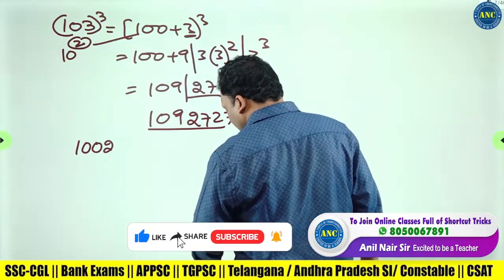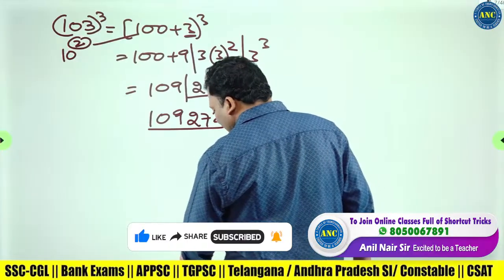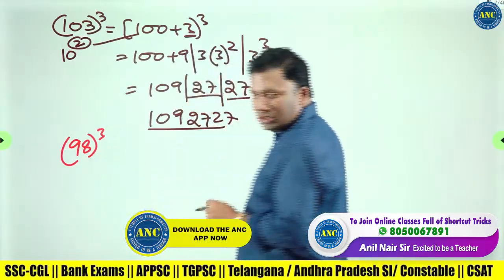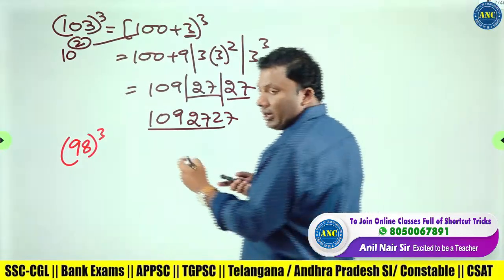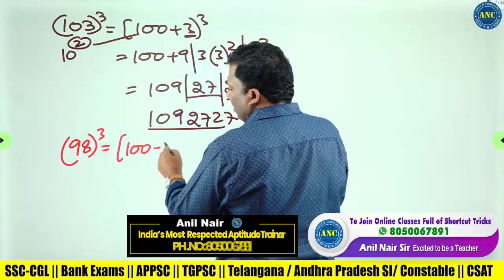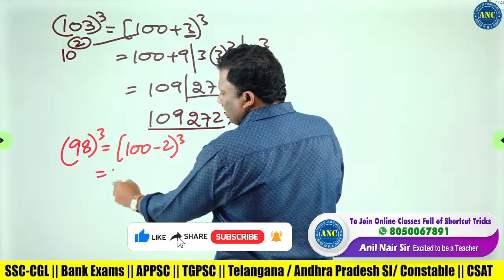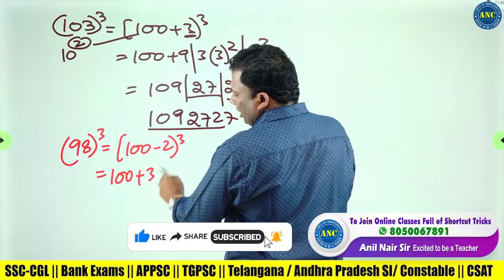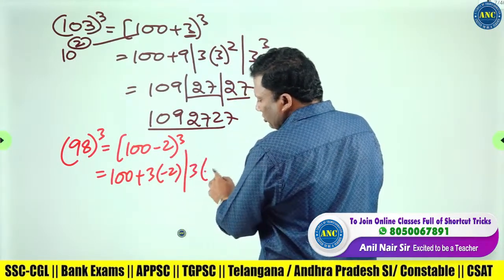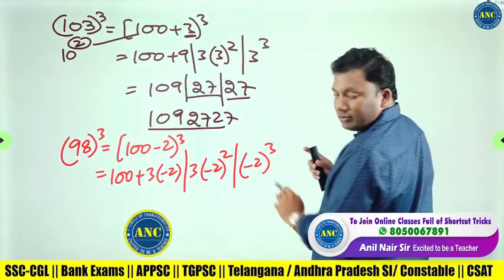Examples. Okay, example. Now I will make it a little tricky. 98 whole cube, that is 100 minus 2 whole cube. Now listen carefully. Everybody listen, sir. Here you will get confusion. 100 minus 2 cube: b plus 3x is 100 plus 3 into minus 2. Yes or no? Next is 3x square. Next is x cube. Here there will be a confusion.